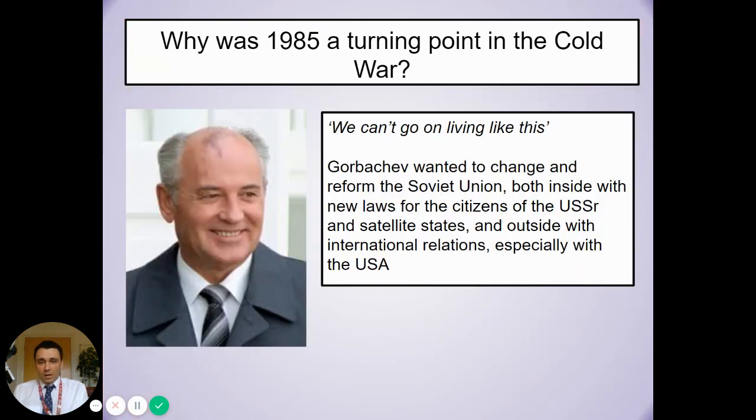Okay. So Gorbachev realised this when he took charge, and he said, we can't go on living like this. Now, Soviet leaders hadn't really said that before. They'd never really said anything like this. And Gorbachev wanted to change and reform the Soviet Union. And he wanted to do that inside the Soviet Union with new laws for the citizens and satellite states, and outside with international relations, especially with the USA. So he wants to make life better for the Soviet citizens, and he wants to improve talks and relations with the USA. Two key ways to improve the quality of life for the USSR.